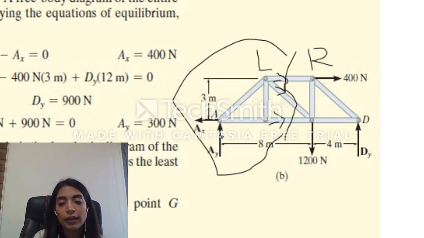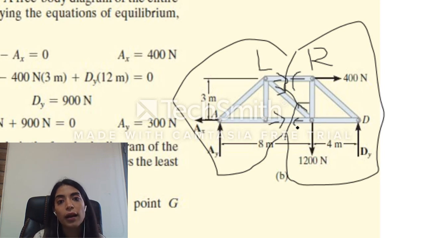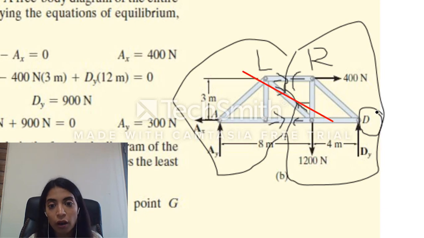If I take the right side, I also have 3 internal forces, but I have another additional force here at D, which is the roller reaction. So I have 4 unknowns. So I cannot solve for these internal forces right now.